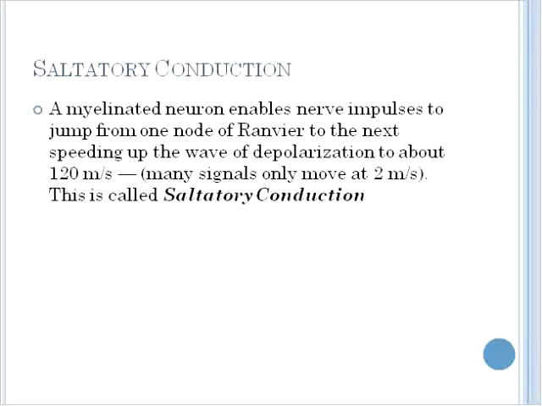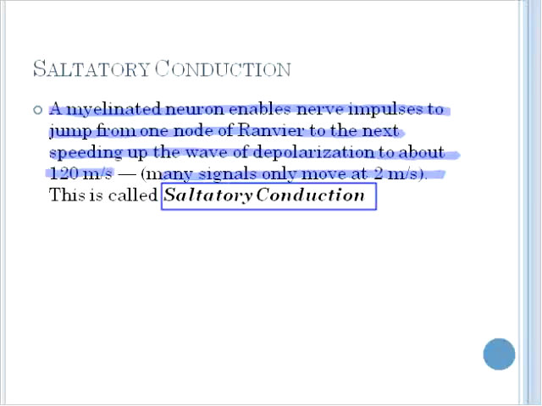Now, we've spoken a bit about something called neuron transmission, how it passes down. We talked about how a myelinated axon is faster. The reason for this faster transmission is that a myelinated neuron enables nerve impulse to jump, hop if you will, down the nodes of Ranvier to the next. This speeds up the wave of depolarization to about 120 meters per second. Many signals move only at 2 meters per second. This increased rate of transmission as a result of the hopping down the neuron length between nodes of Ranvier is known as saltatory conduction.